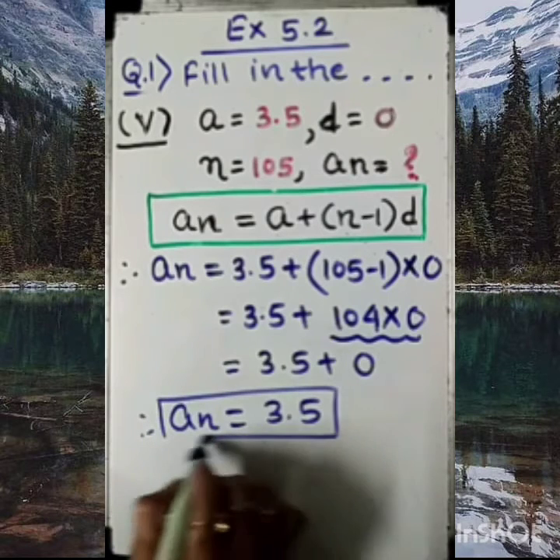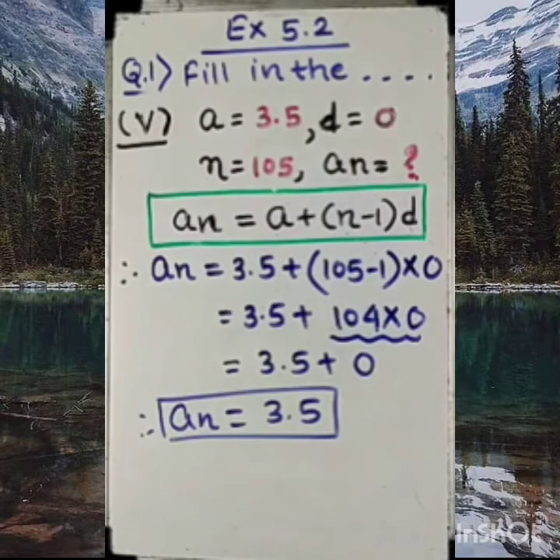So the nth term of this polynomial AP is 3.5. So this is the solution of the fifth part of question 1. Here question 1 is over.